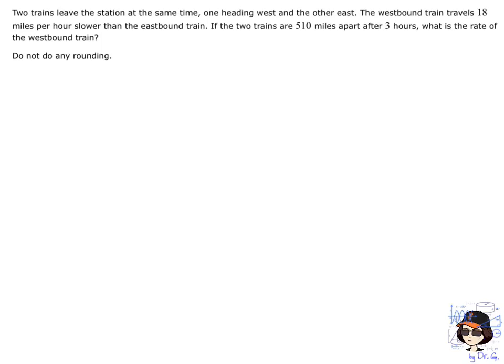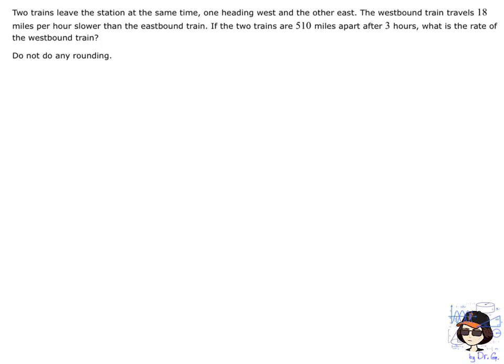In this one, we have two trains that leave the station at the same time, one heading west and the other east. The westbound train travels 18 miles per hour slower than the eastbound train. If the two trains are 510 miles apart after 3 hours, what is the rate of the westbound train? And it says do not do any rounding.